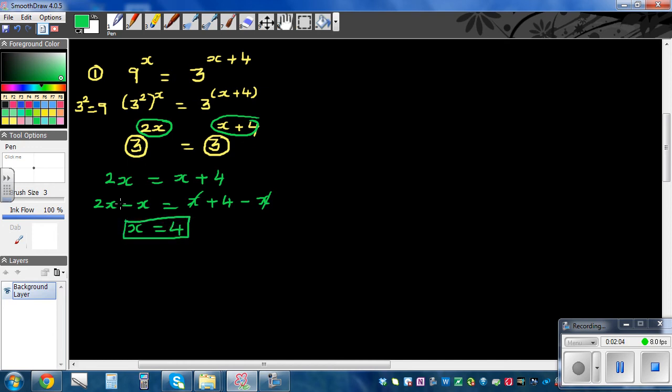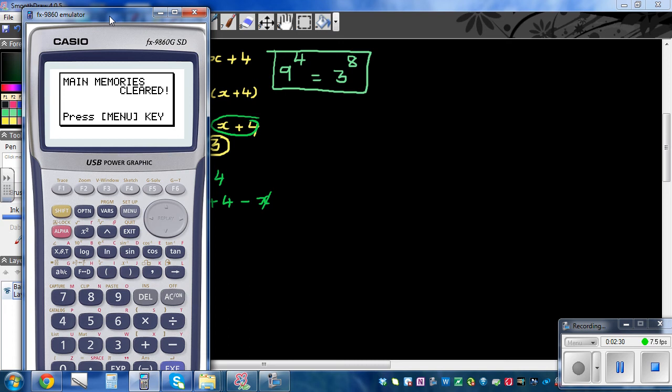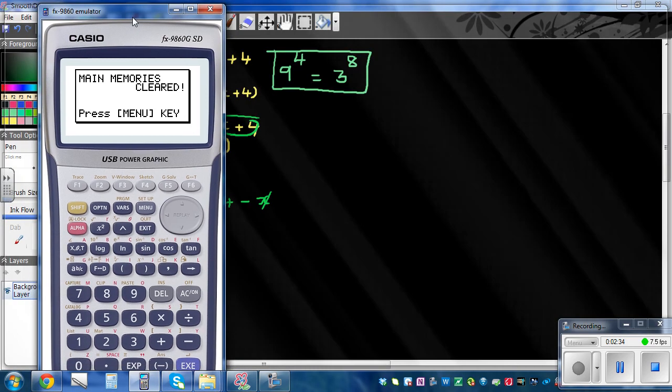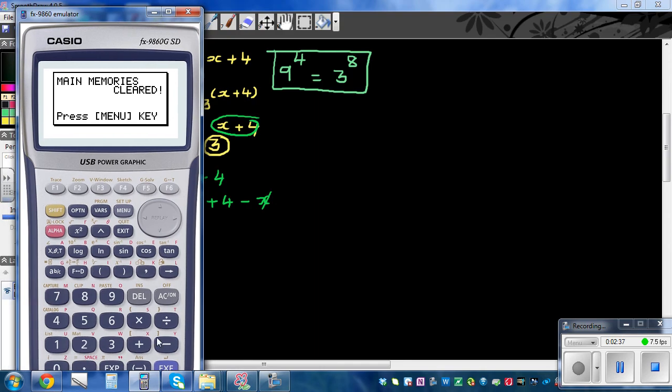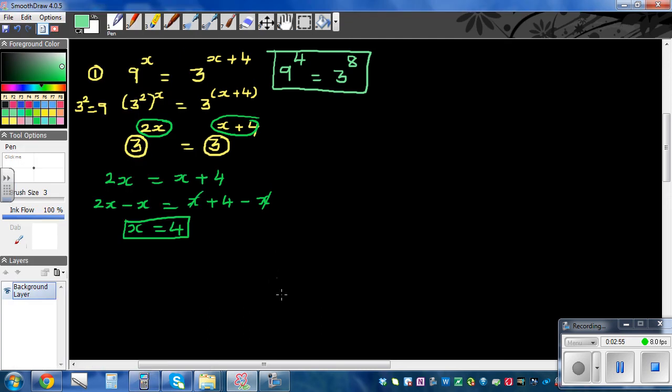So does it make sense? What are we saying? We are saying 9 raised to 4 is the same as 3 raised to 8. This is basically what the equation is, because how did I get 8? I put 4 in place of x. So let me show you this on a calculator. Okay, so here I'll go to run. 9 raised to 4 is equal to 6561, and 3 raised to 8 is also 6561. So you can check your answer.